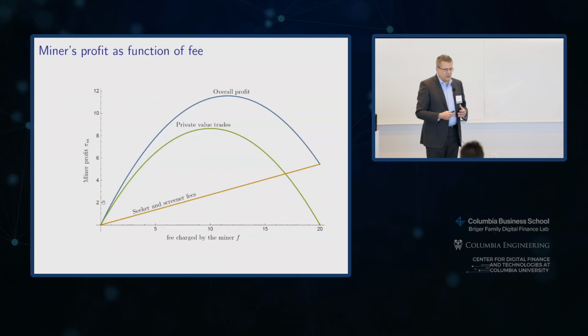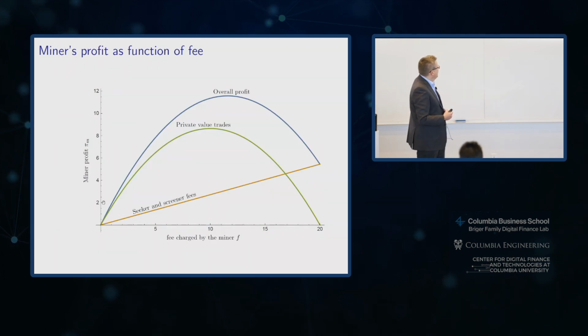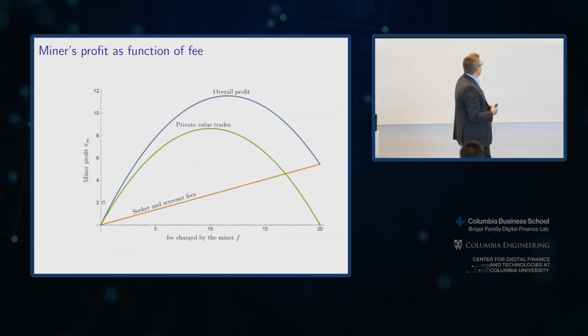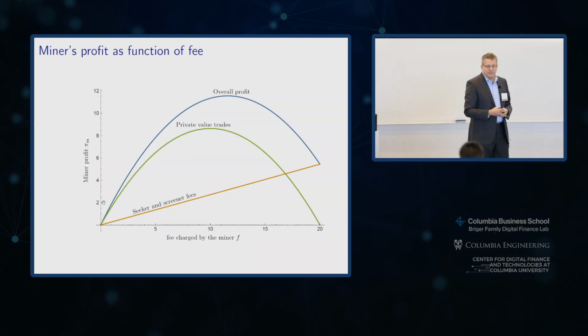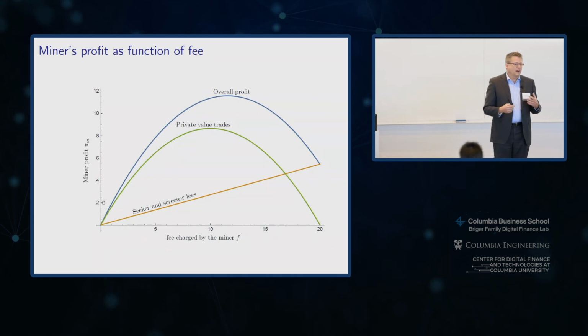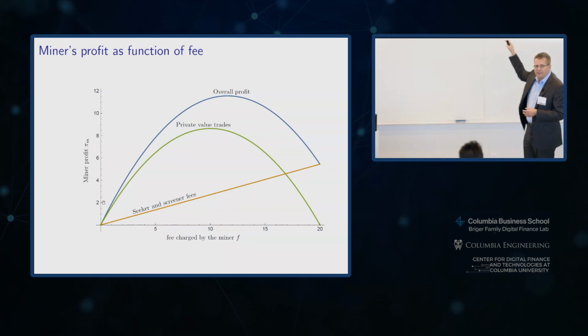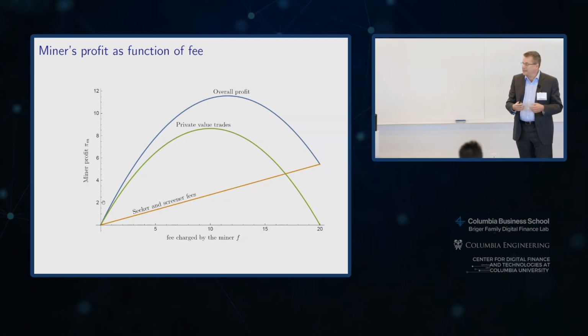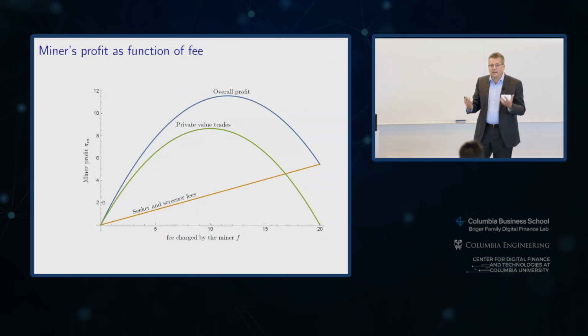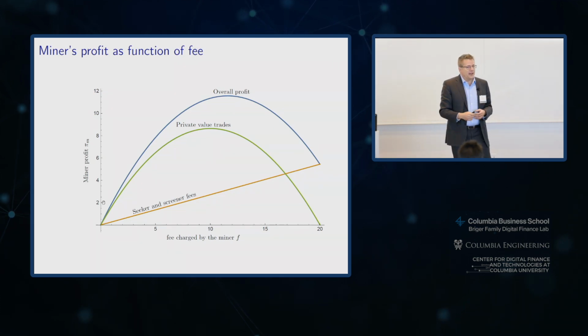So let me show you one picture. This is the profit for the miner from the different sources. Start with the green line, that's the profit from the ordinary users. And since the miner is a monopolist, we have the typical graph here. Obviously, as the miner sets a higher fee, as we move to the right in this graph, the fee revenue for the miner increases.